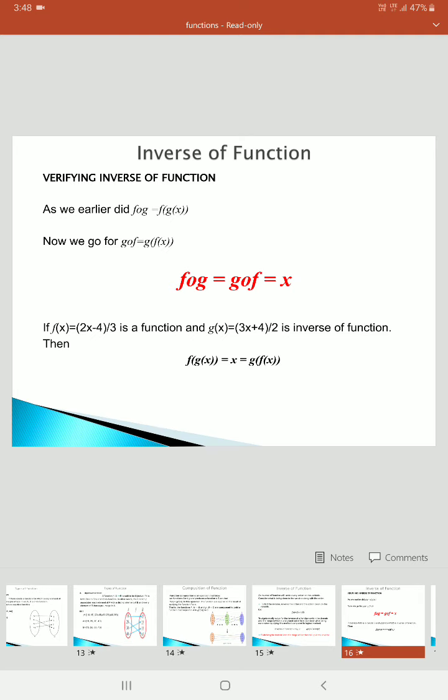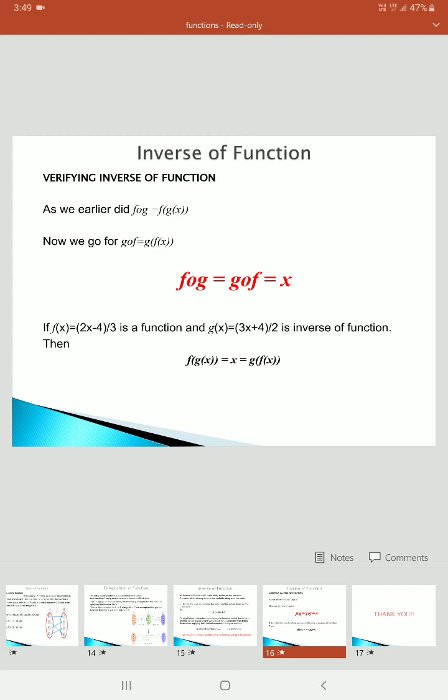So now comes the homework for you. Do question number 2, 5, 7, 10 of exercise 1.2 of NCERT and questions 2, 5, 8 and 10 from exercise 1.3 of NCERT. Thank you.